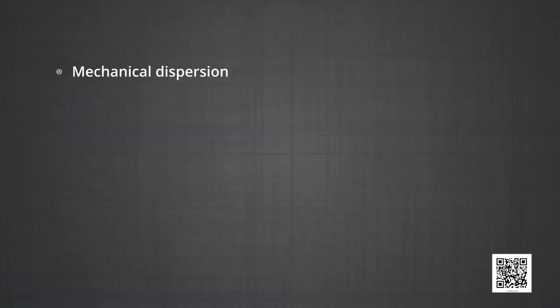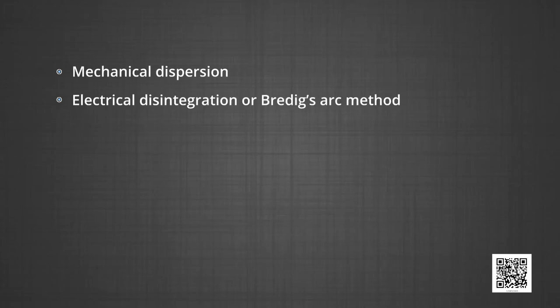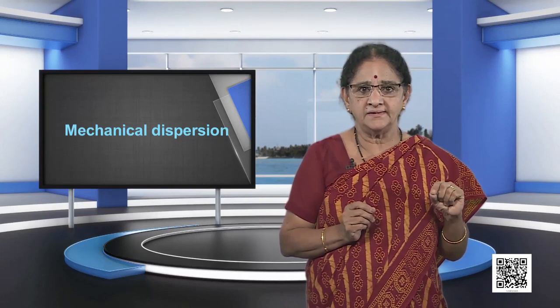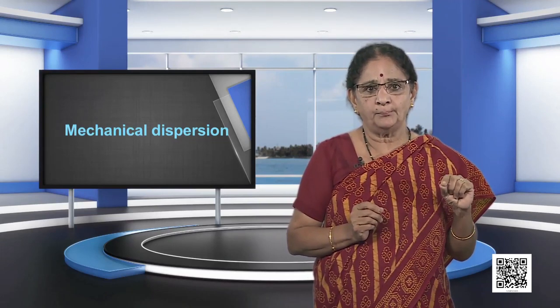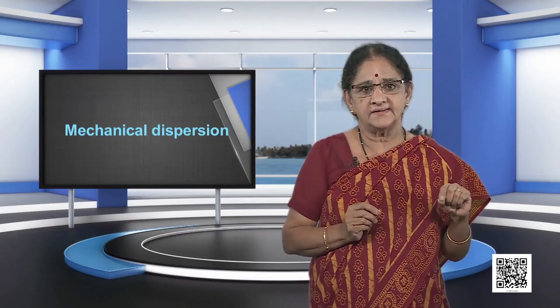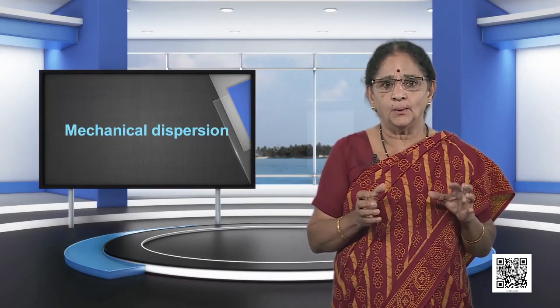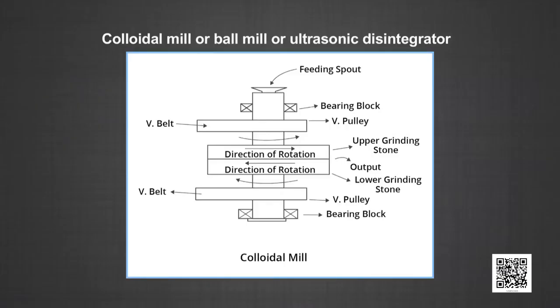Number one, mechanical dispersion. Number two, electrical disintegration or Bredig's arc method. And number three, peptization. Mechanical dispersion. Colloidal solutions of inks, paints and varnishes are prepared by this method. The large sized substances of suspension are broken down to colloidal size by grinding it in a colloidal mill or ball mill or ultrasonic disintegrator. In the figure, you can see the typical depiction of a colloidal mill.